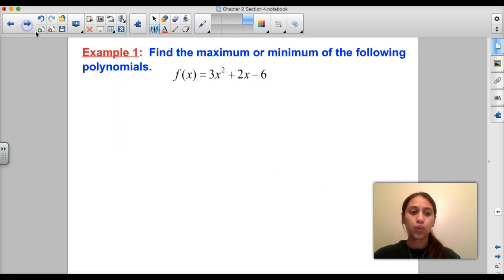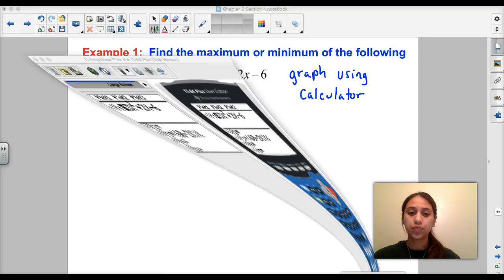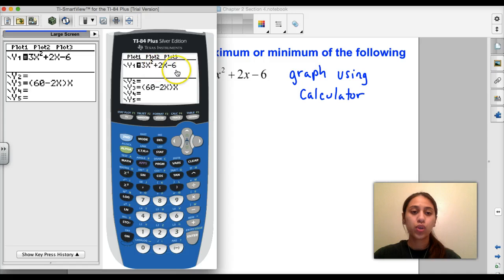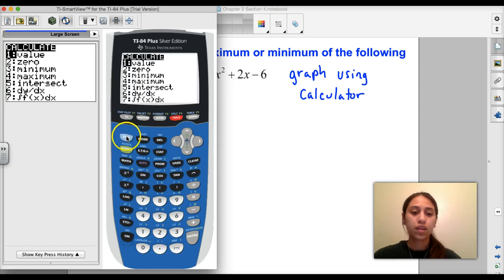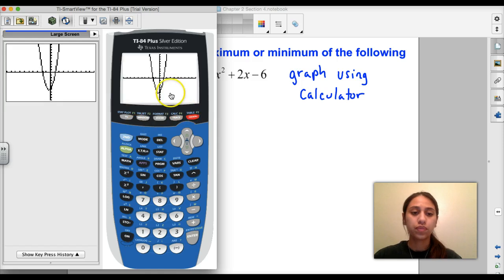Okay. So example 1. Find the maximum or minimum of the following polynomials. Given this polynomial, the first thing you're going to want to do is graph using your calculator. Opening my calculator, I already have 3x squared plus 2x minus 6 in my y equals. So all you have to do now is graph. As you can see here, there's going to be a minimum.